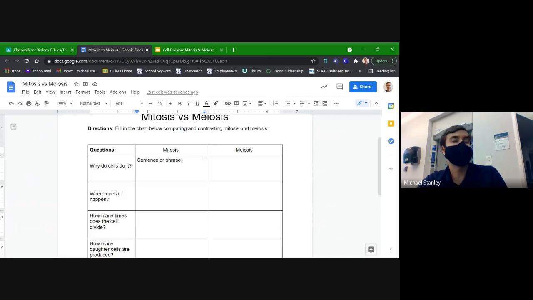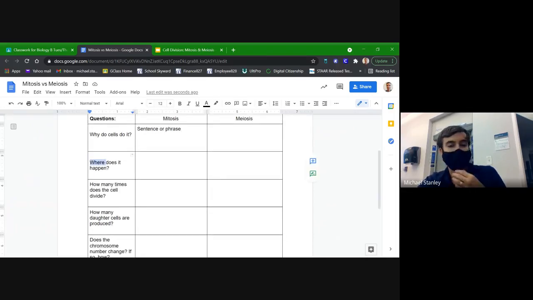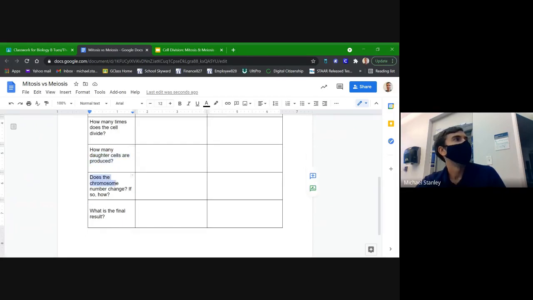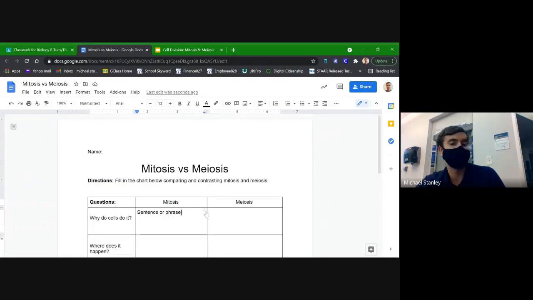So there are, let's see, 1, 2, 3, 4, 5, 6 questions. Why do cells go through mitosis and meiosis? Where does this type of division happen? How many times does the cell divide when it goes through mitosis versus meiosis? How many new cells are produced at the end? Do we end up changing how many chromosomes are in the cell in mitosis and meiosis? And what is the overall final result? What do we end up with at the very end of the mitosis process and the very end of the meiosis process?